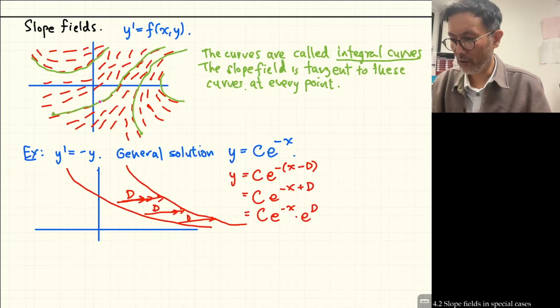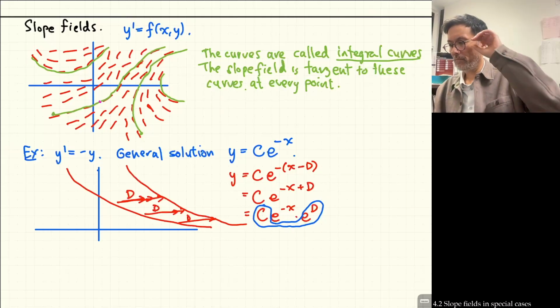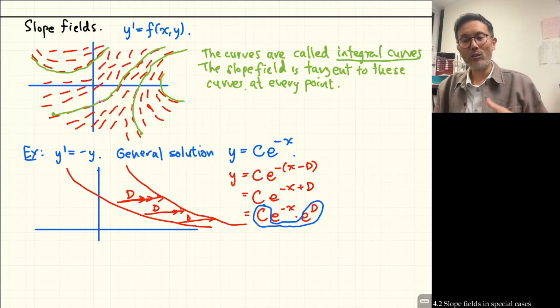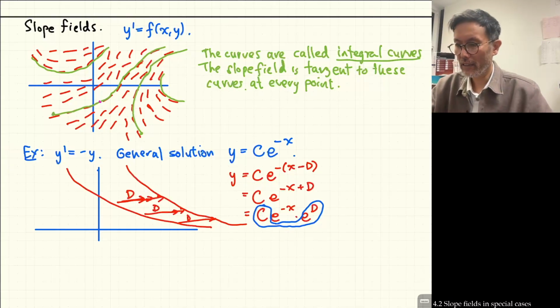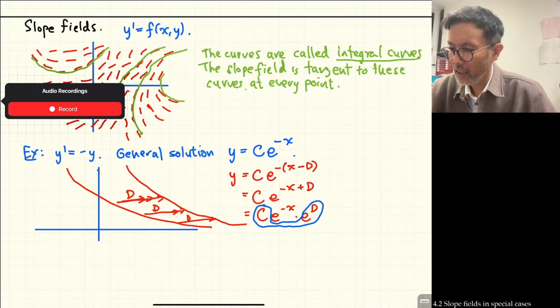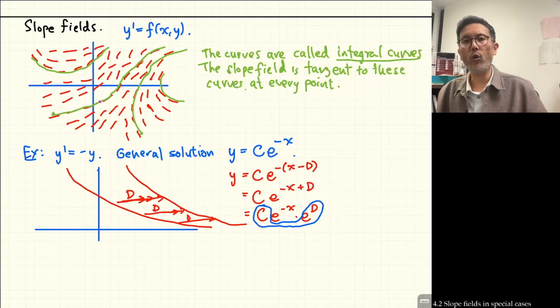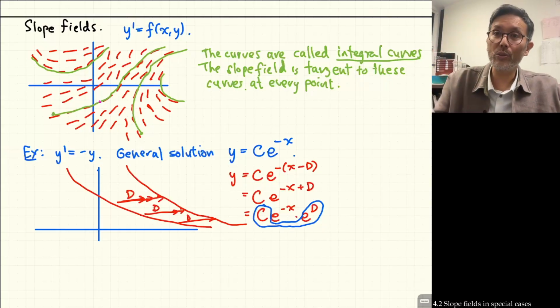And then I want you to observe that this blue thing right there is just a constant, right? So in other words, this y in red is again of the form y equals c times e to the negative x. So it's again a solution.